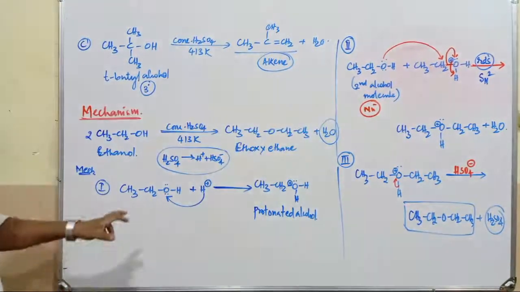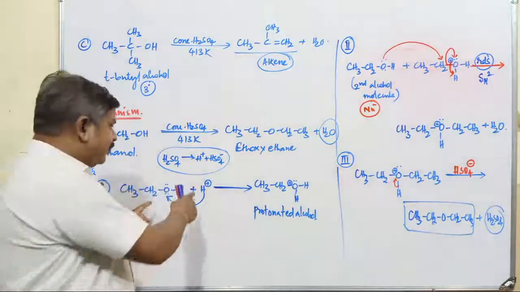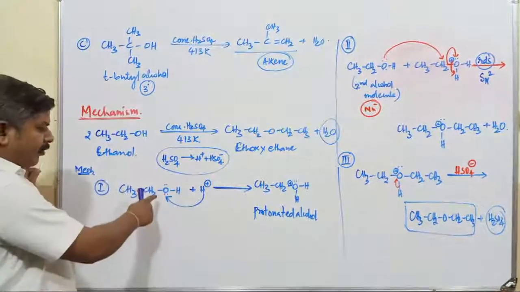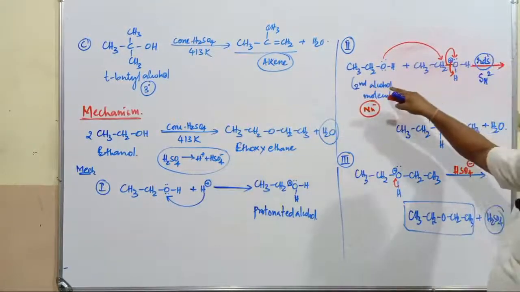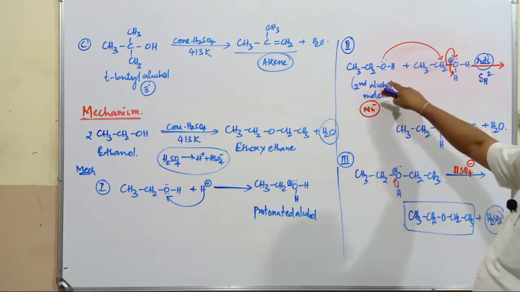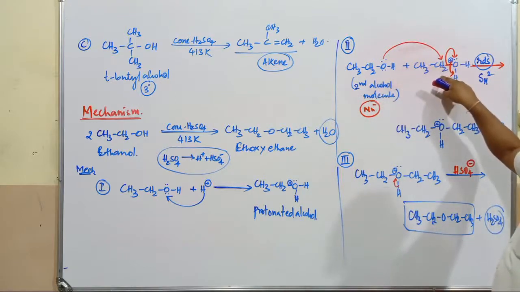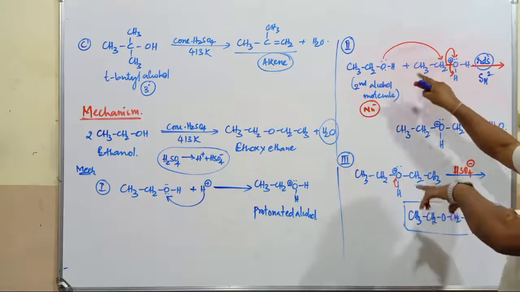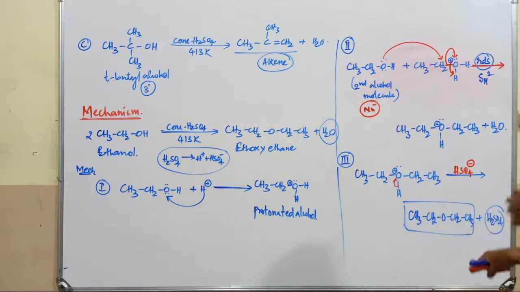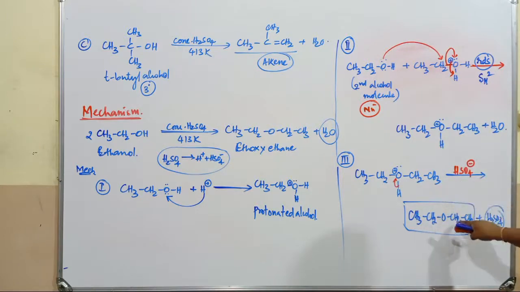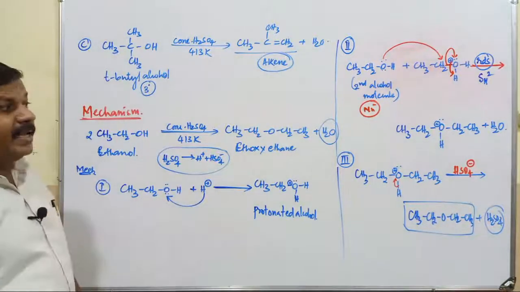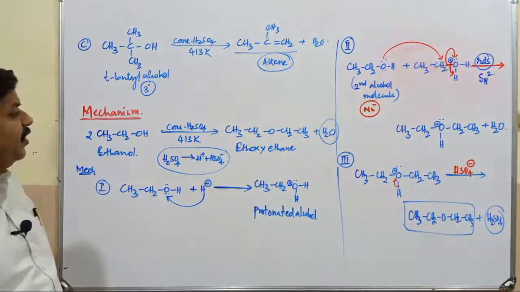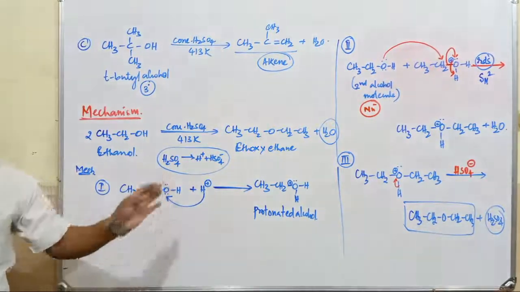What happens in the first step? Protonation of alcohol takes place. The proton attacks the oxygen atom carrying a lone pair of electrons to form protonated alcohol. In the second step, the nucleophile, that is the second alcohol molecule, attacks the carbon atom after loss of the water molecule. This takes place in only one step, and the intermediate species is obtained, which on elimination of proton in presence of HSO4 minus gives ethoxyethane. This is the mechanism involved in the dehydration of alcoholic compounds. Take note first.